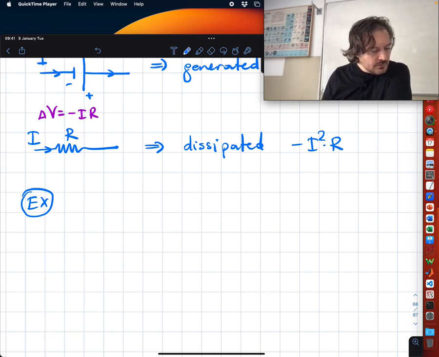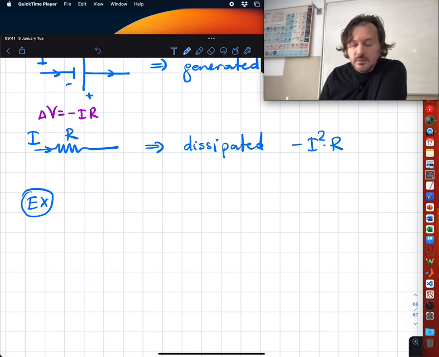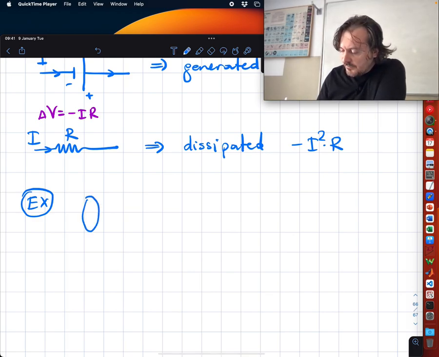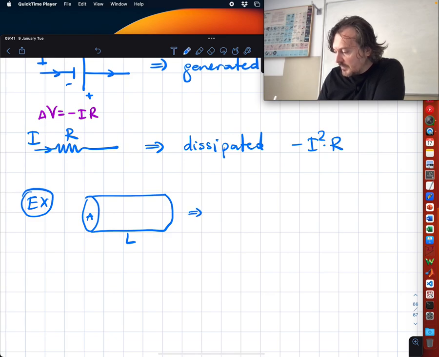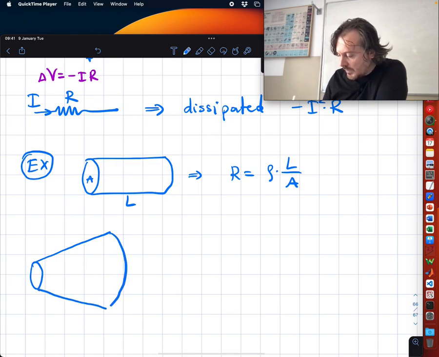So, let's do this example. If you have something like this, there is no problem, right? The resistance is rho times L over A. But what if you have something like this, and the current is flowing in this direction?